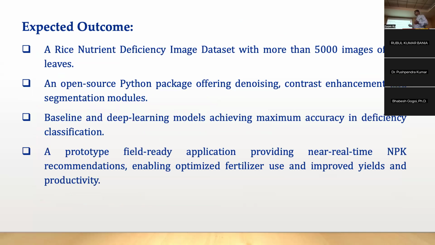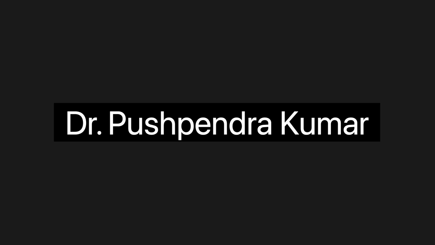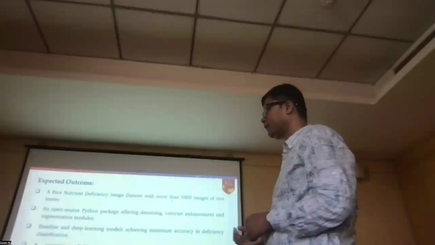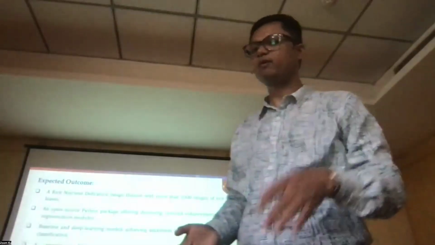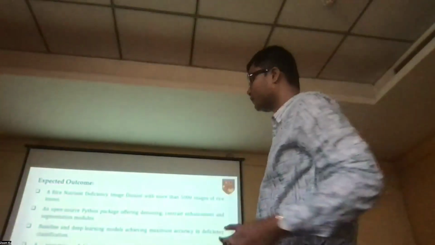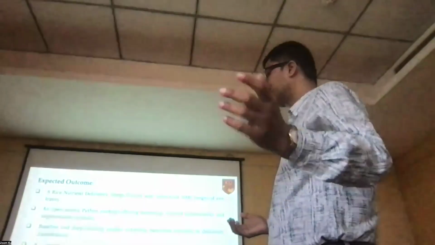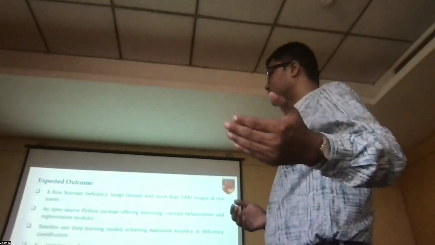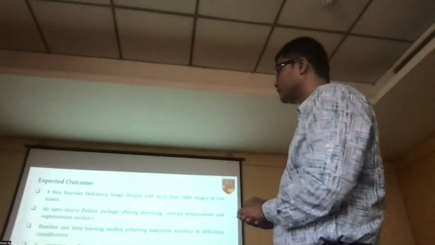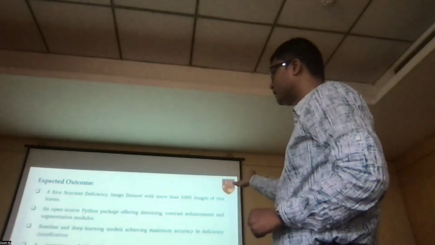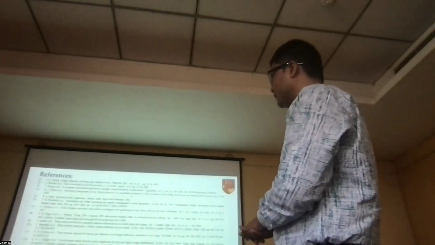So from this research, we are expecting these outcomes. First, a rice nutrient deficiency image dataset with more than 500 images of rice leaves. Second, near real-time NPK recommendation, enabling optimized fertilizer use and improved productivity. So till now, for the literature review and the works we have conducted, we have used these references, which I am showing here.